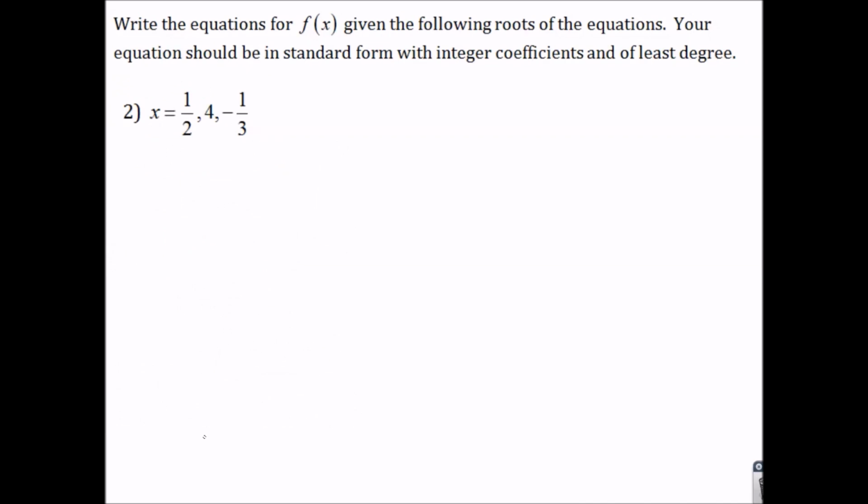Now these are a little bit trickier because we have some fractions as roots. If you have the root of 1/2, your factor is not x minus 1/2. Because if you use that, you would end up with a whole bunch of rational numbers as your coefficients, and you have to have integer coefficients. So we're going to take the denominator and slide it out front. And you can see if you set that equal to 0 and solve that will still give you x equals 1/2. So that is going to be our first factor.